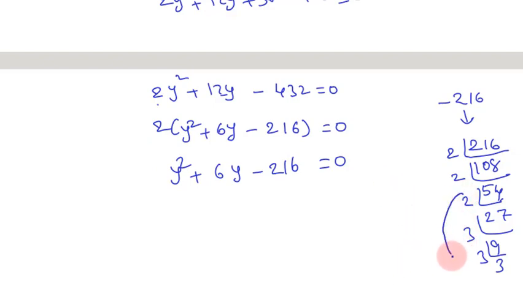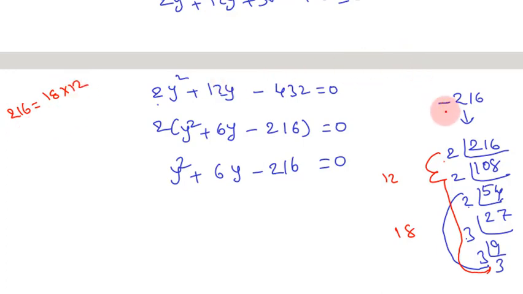If you take the product of these three 3s, 3 times 3 is 9, 9 times 2 is 18. So the product of these three is 18. Now take the product of the remaining 2s, 2 times 2 is 4, 4 times 3 is 12. That means 216 can be written as 18 into 12.